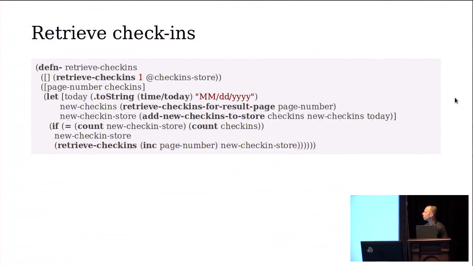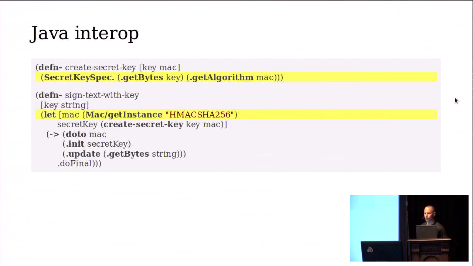So the way we do so here is we have a let expression. The let expression will scope variables to just that expression. So first we create a variable for today because we only want check-ins for today. Then we have another variable that will store the results of the check-ins for the current page number. Next, we have a variable that will consist of the previous check-ins as well as the new check-ins that were retrieved. We'll then compare counts. If the counts are the same, then we don't have any new check-ins and we'll return. Otherwise, there could potentially be more check-ins on the next page, and so we'll use recursion, increment the page number, and call the function again.